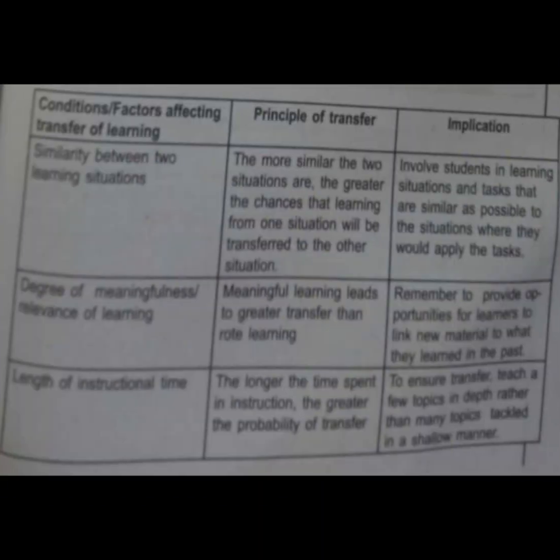Conditions and principles of transfer. Conditions: factors affecting transfer of learning. Similarity between two learning situations. Variety of learning experiences. Variety of learning experiences means using different methods and approaches to learn something new. This helps you or us understand the concept better and makes learning more engaging.